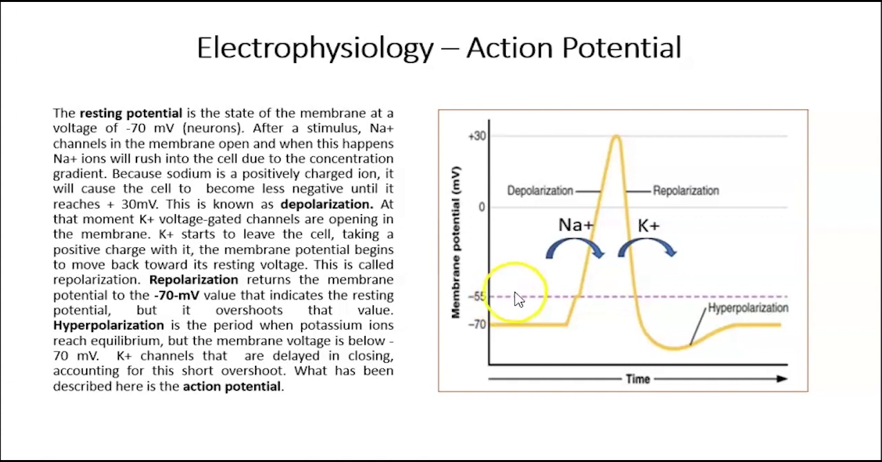The sodium goes from the outside, the extracellular area, to the inside, the intracellular area, and because of that the polarity is going to change, right? It's going to change from negative 70 to positive 30. Once it reaches positive 30, potassium will come out and that will return the cell back again to the resting potential.